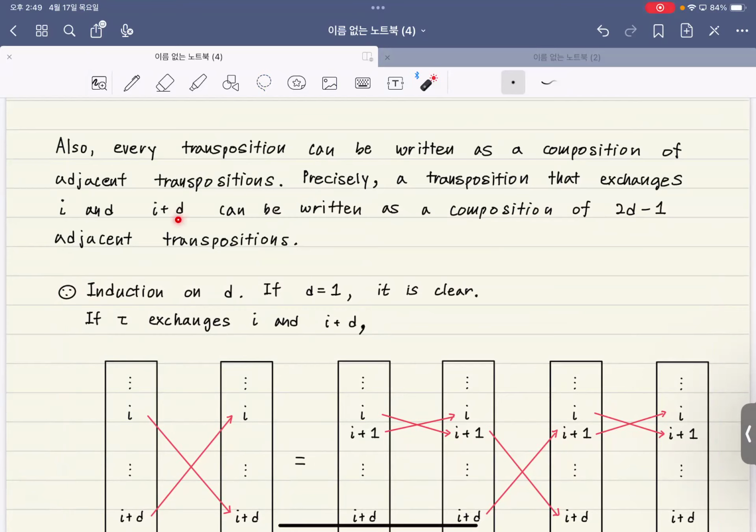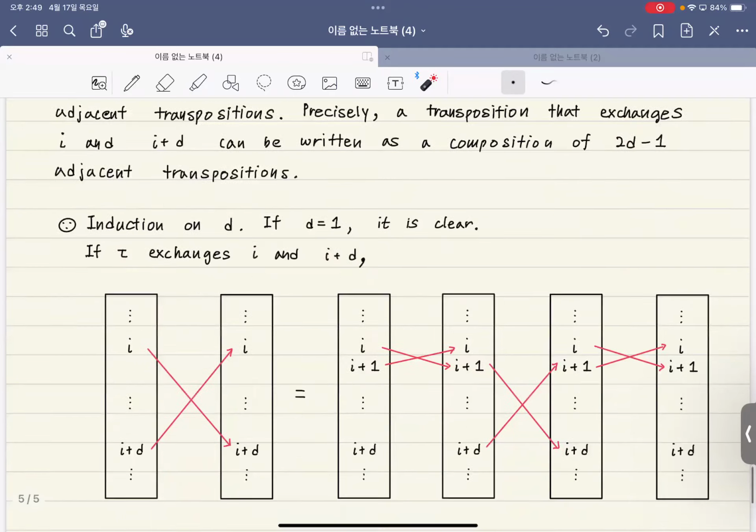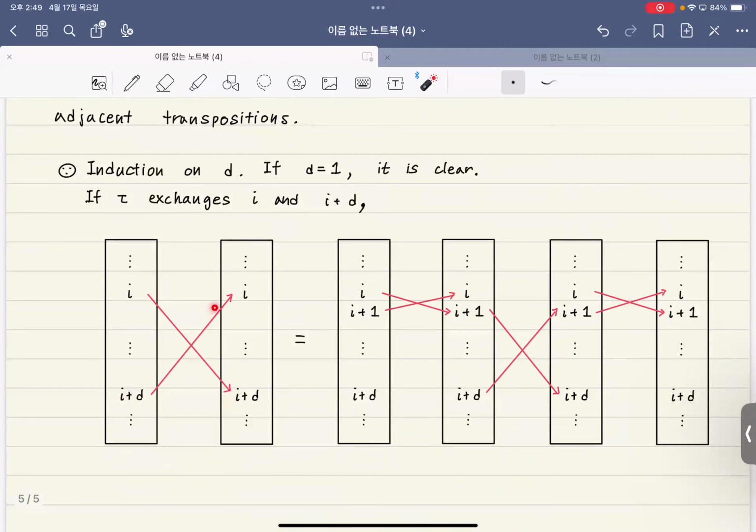So suppose that d is 1. And if I have a transposition that exchanges i and i plus 1, then this is already an adjacent transposition. So therefore, I will need exactly 1 adjacent transposition to achieve this transposition. So this is clear. Okay. So if d equals 1, then this claim is true. And suppose that my transposition tau exchanges i and i plus d. So which is this, right?